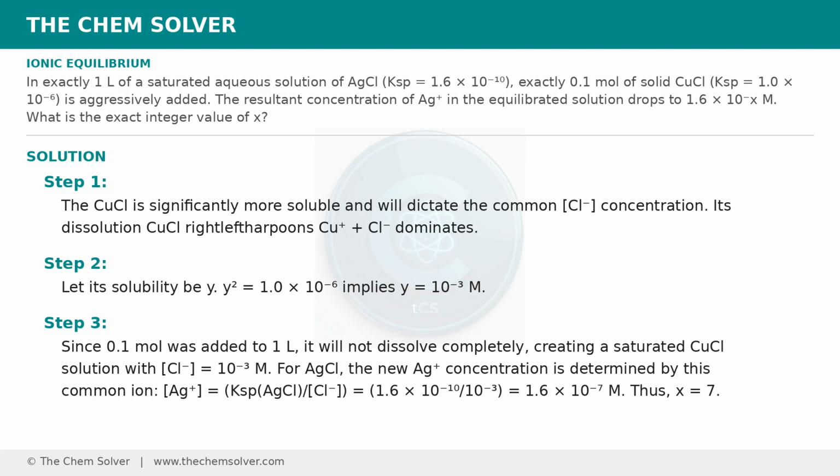For AgCl, the new Ag⁺ concentration is determined by this common ion. Ag⁺ = Ksp(AgCl) / Cl⁻ = 1.6 × 10⁻¹⁰ / 10⁻³ = 1.6 × 10⁻⁷ M.